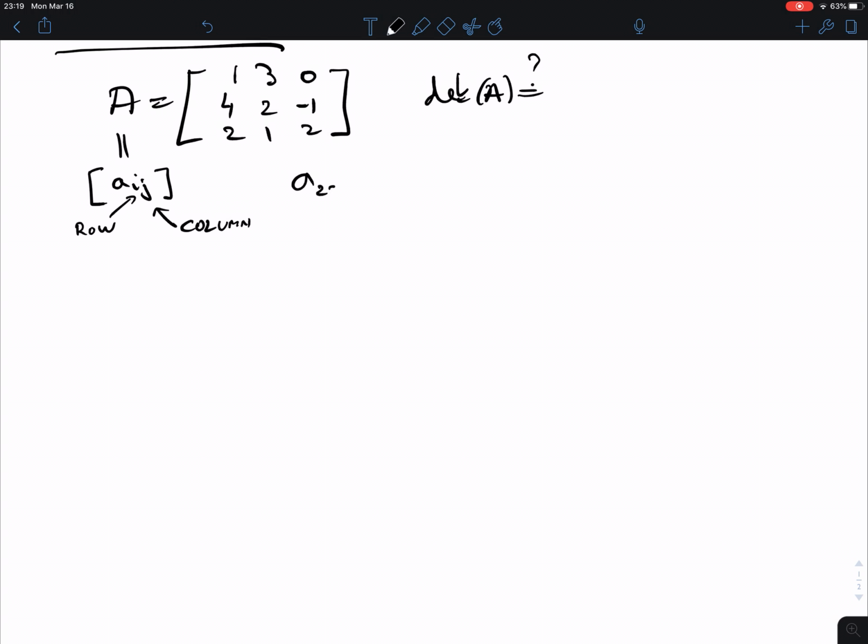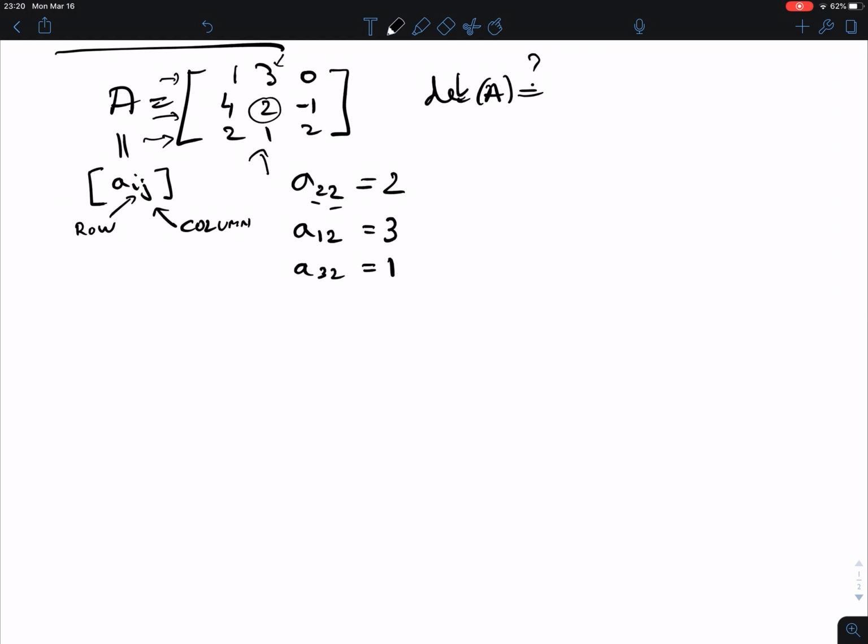What is A22? Well, that's the element in the second row and in the second column. So that's the element 2. And likewise, we could do, for instance, A12. Now we are in the first row, but we're still in the second column. All right, let's work the next one out. A32. We are now in the third row, but we're still in the second column, so this is the element 1.